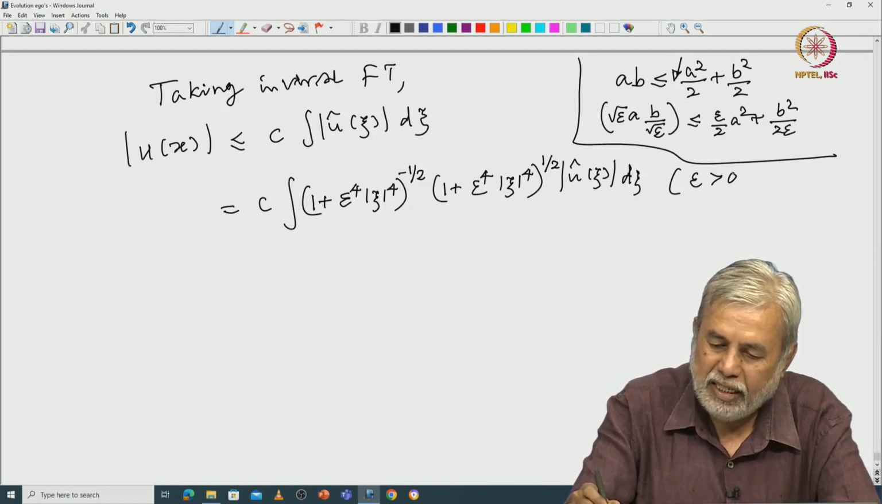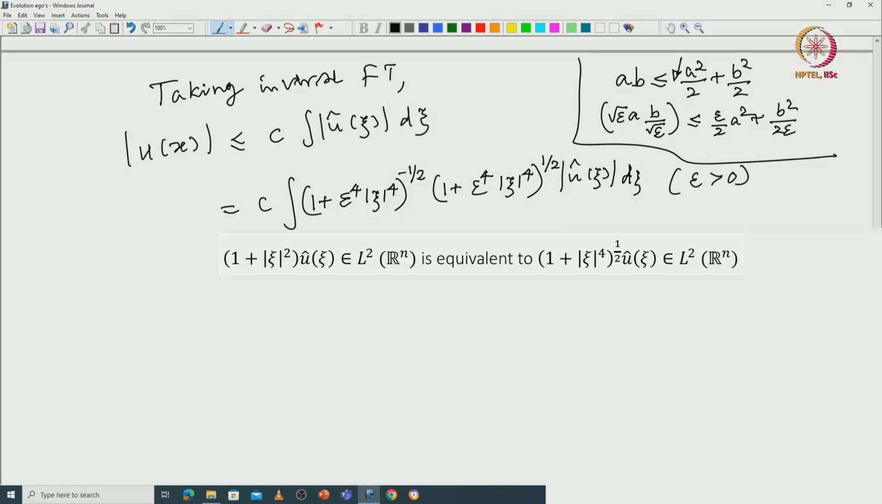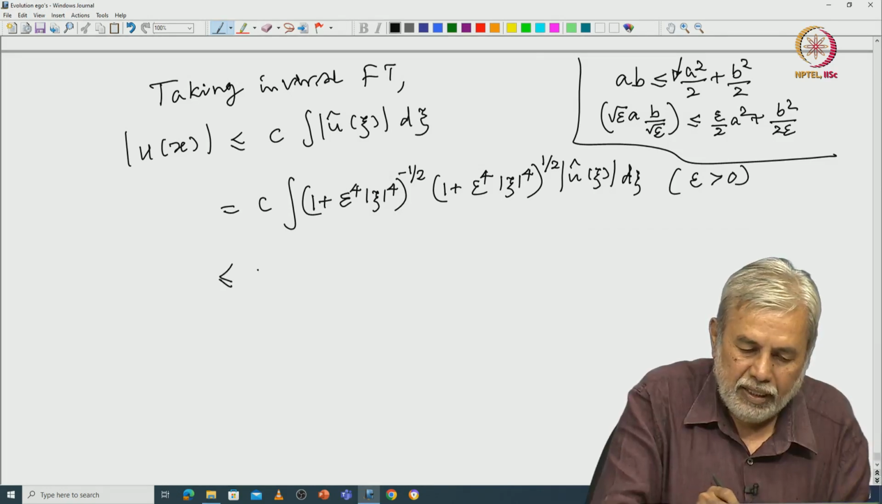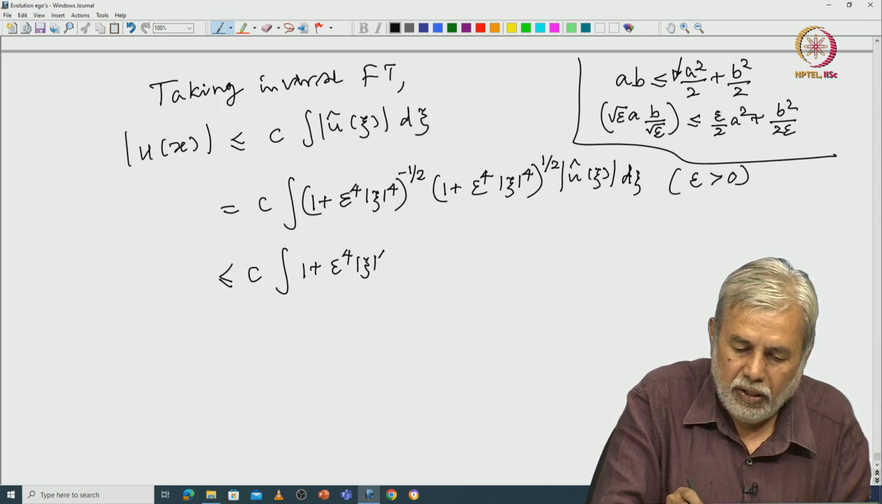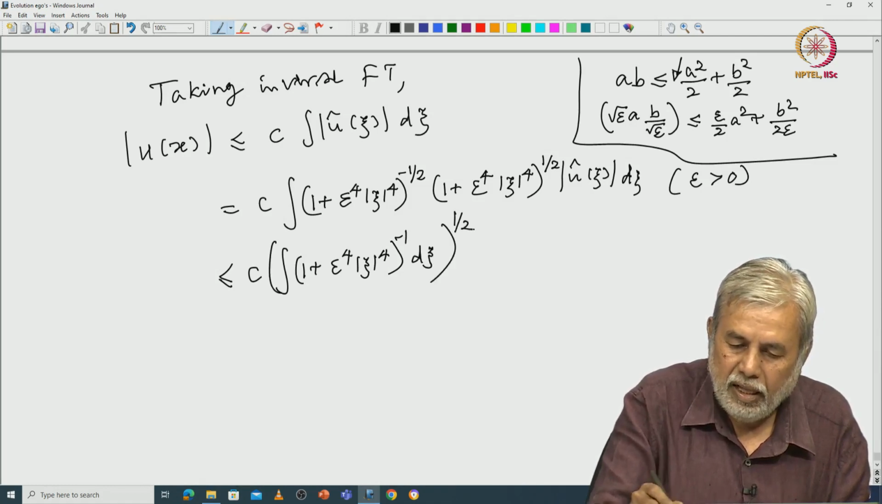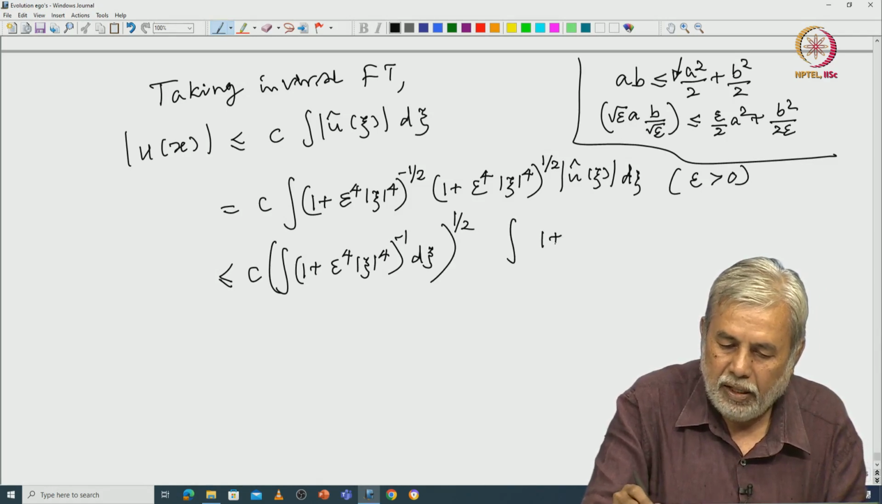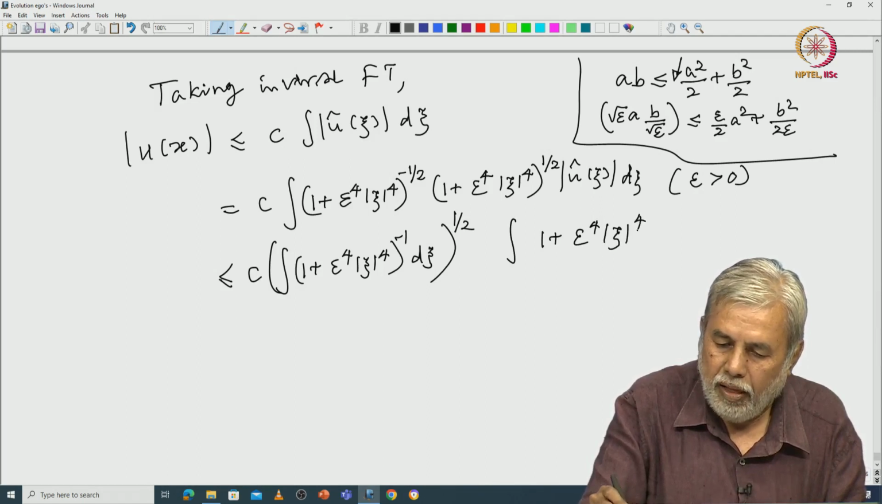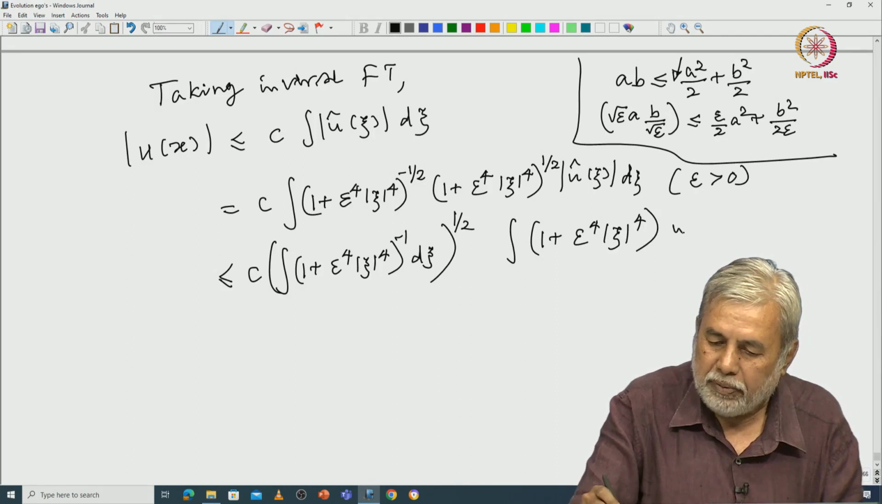So, any epsilon you take, insert these factors. That is just 1, and now you use Cauchy-Schwarz. So, this is less than or equal to the constant times 1 plus epsilon 4 mod chi to the 4, to the minus 1. There is a factor half, let me write that, and then similarly this one, chi to the 4, u cap chi square.